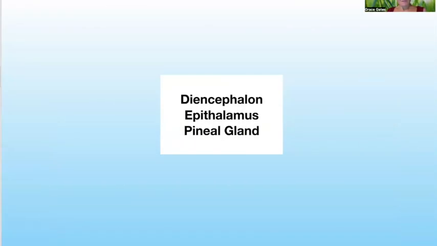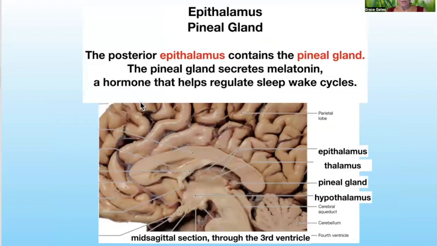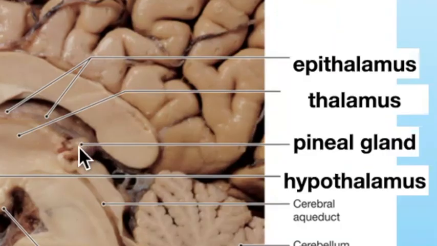Okay, the final part of the diencephalon is the epithalamus, and it has the important part, the pineal gland. So the posterior epithalamus contains the pineal gland. The pineal gland secretes melatonin, a hormone that helps regulate sleep-wake cycles. And you see in this picture, it looks like a very small little pea. Pineal makes me think of pea.